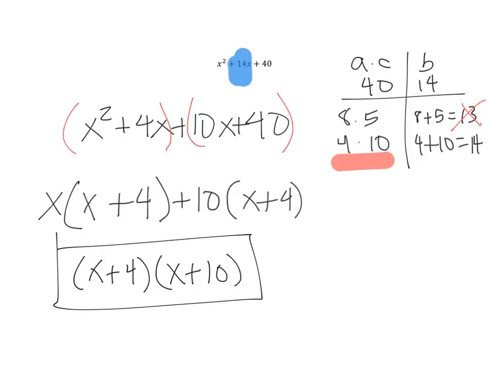That problem is finished. Okay? If you'll notice, the parentheses are going to be x plus a number, x plus a number. The number in this case is whatever our factors ended up being, 4 and 10. There's 4, there's 10.